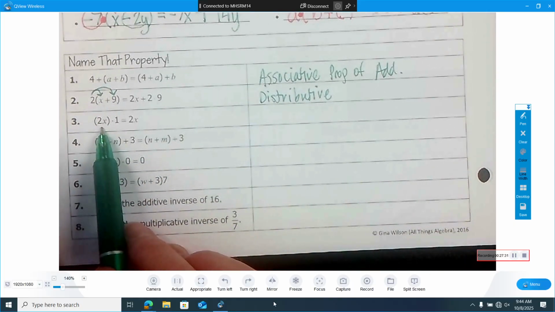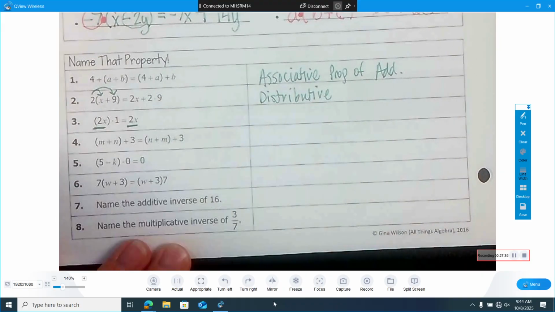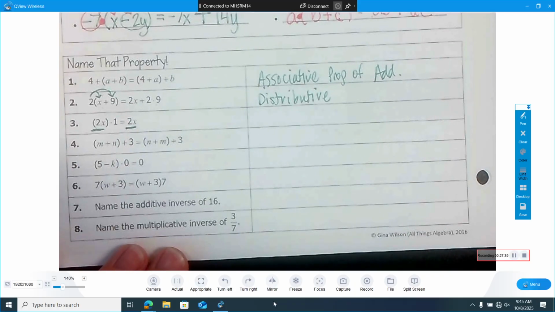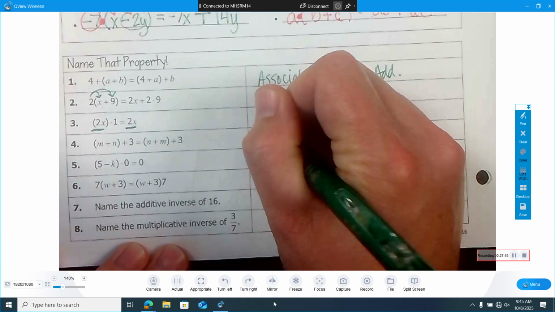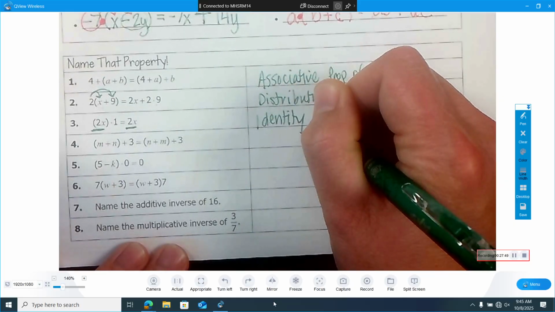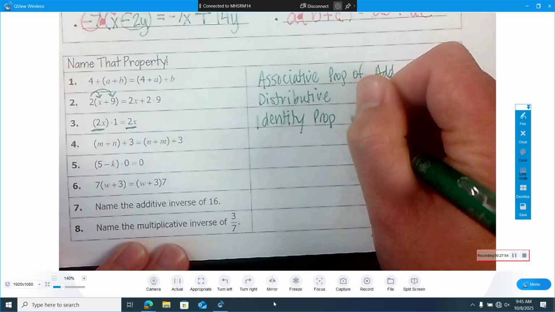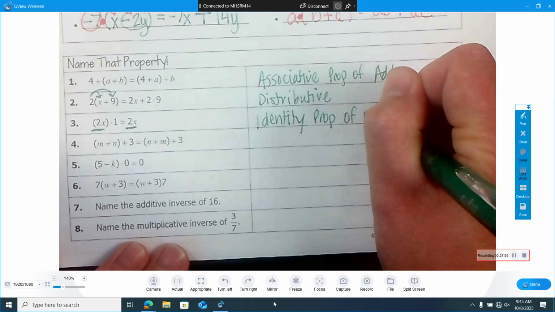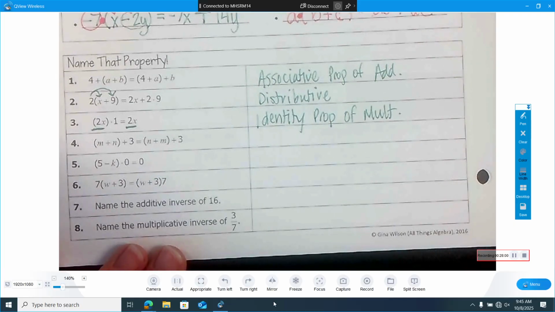Here, we're starting with a 2x and we're ending with a 2x. What property starts and ends the same? The identity property, yeah, identity. This is the identity property of multiplication. Very good. Of multiplication. Identity property.